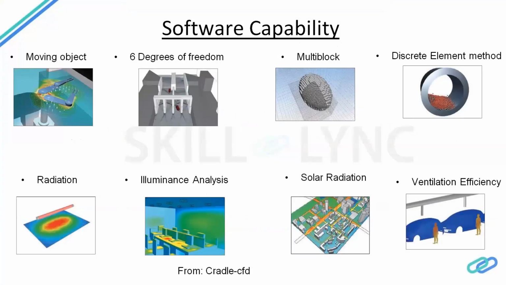Now coming to the software capability: moving object, 6 degrees of freedom, multi-block method. This multi-block method is very simple when compared to other software, because based on my industrial experience, I found that the multi-block method in other software usually takes a large amount of time, but here it's very simple. We create it in only 5 minutes, even for very complex problems. So the multi-block method is very efficient in this particular software.